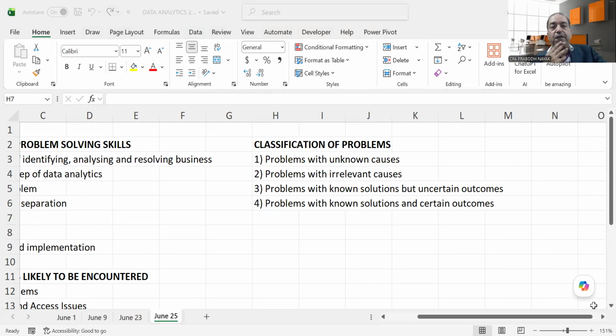Problems come into existence, but the root cause of the problem is not clear. And since the root cause is not clear, we have to investigate, we have to analyze, we have to identify the underlying cause, the root cause, before we start solving the problem.